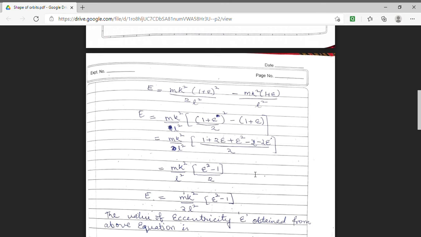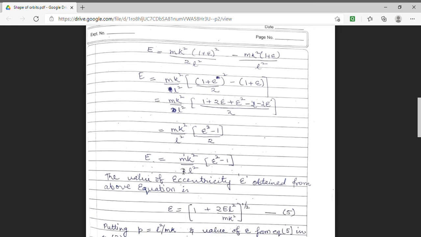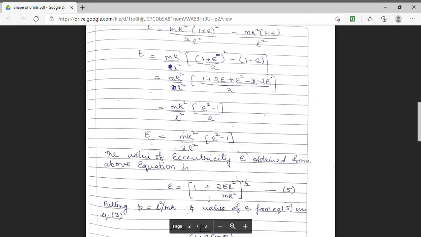Here, the factors which are constant are L, m and k. But the eccentricity epsilon is not known to us. This epsilon is the deciding factor for the shape of orbits. Now, from this expression, I have obtained my eccentricity: epsilon is 1 plus 2E L square upon m k square, raised to the power half.